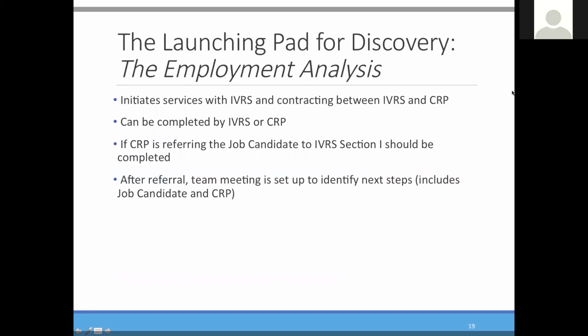So the launching pad for discovery is the employment analysis form, when we're talking specifically about Iowa and Voc Rehab. The employment analysis is really what initiates services with Voc Rehab and contracting between you and VR. That can be completed by Voc Rehab or you as the provider. If the provider is referring the job candidate, then we have to make sure that section 1 is completed. I'm sure I'm rehashing things for you. And after the referral, the team meeting is set up to identify those next steps, right?